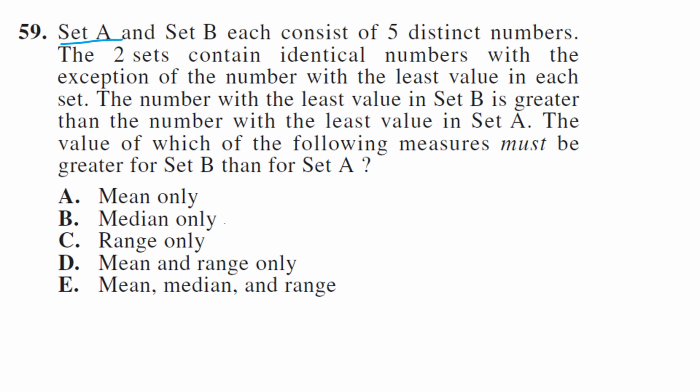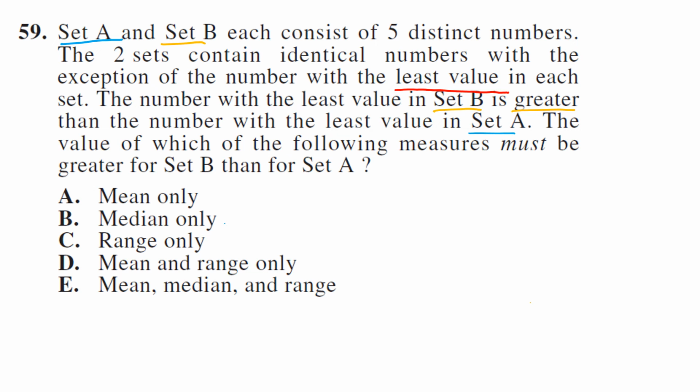Set A and set B each contain 5 distinct numbers. The two sets contain identical numbers with the exception of the number with the least value. So they're going to have one number that's different. Let's put that in a different color because that's important. So one number that's different in each set. The number with the least value in set B is greater than the number with the least value in set A. The value of which of the following measures must be greater for set B than set A?